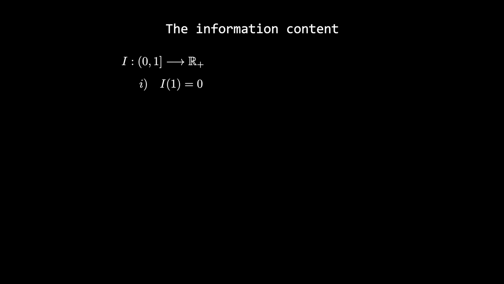First of all, the information of a certain event, which has probability 1, must be 0, as something guaranteed to happen doesn't bring any information. Secondly, the information content should be a decreasing function of the probabilities. If an event A has a lower probability than an event B, then this event A has a higher information content than the event B.